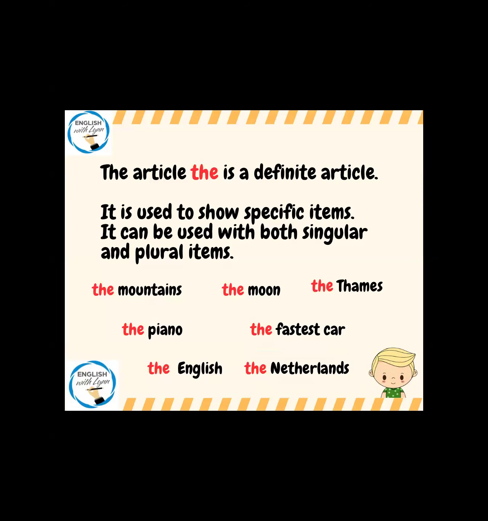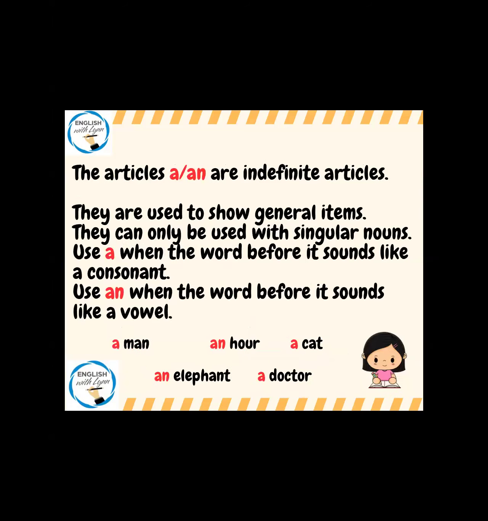So let's have a look now at the other group of words, a and an. When we are speaking about a and an, they are what we call the indefinite articles. They are used to show general items. But a and an can only be used with singular nouns. So I could say a cat, but I can't say a cats. So we only use a with singular.